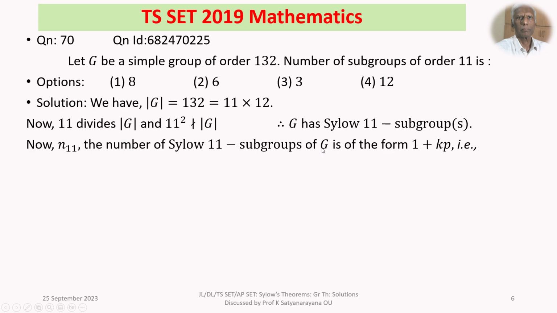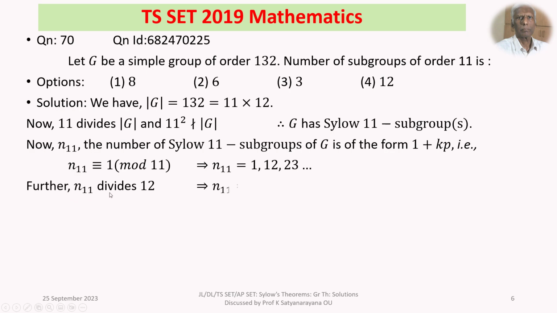By the third theorem of Sylow, it is of the form 1 plus kp. That is, n11 is congruent to 1 mod 11. There is another condition: n11 divides 12, which is free from 11, since 11 is not a factor of 12. So n11 is congruent to 1 mod 11 means n11 can be 1, add 11, 12, add 11, 23, etc.